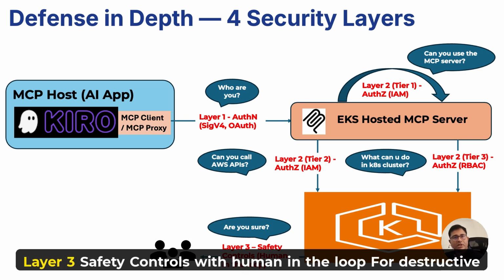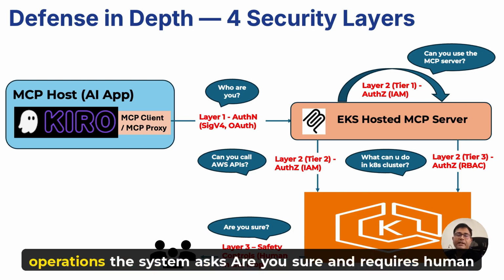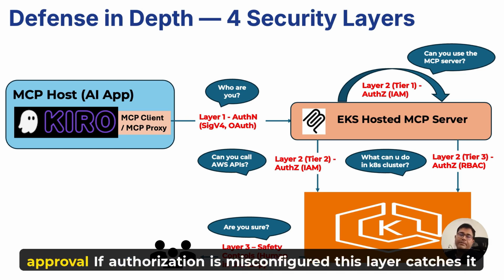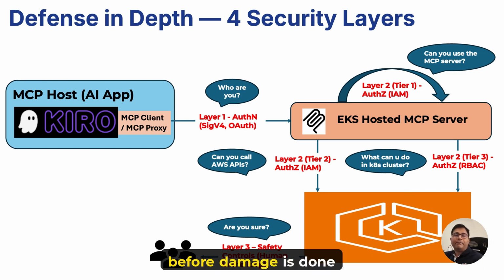Layer 3, safety controls with human in the loop. For destructive operations, the system asks, are you sure? And requires human approval. If authorization is misconfigured, this layer catches it before damage is done.